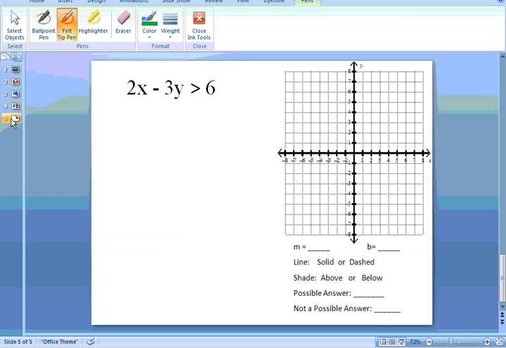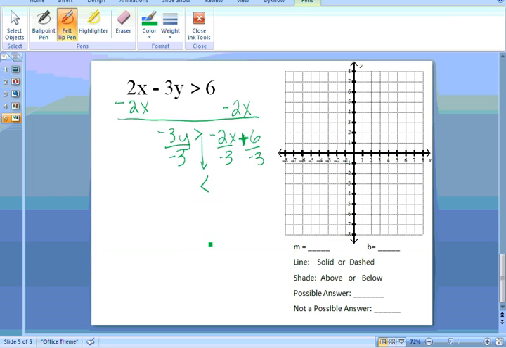And my third example, 2x minus 3y is greater than 6. To solve for y, I first need to subtract 2x. -3y is greater than -2x plus 6. My sign did not flip here because I only subtracted. I didn't multiply or divide. But now, I need to divide everything by -3. Since I'm going to divide by -3, I need to remember my sign has to change directions.